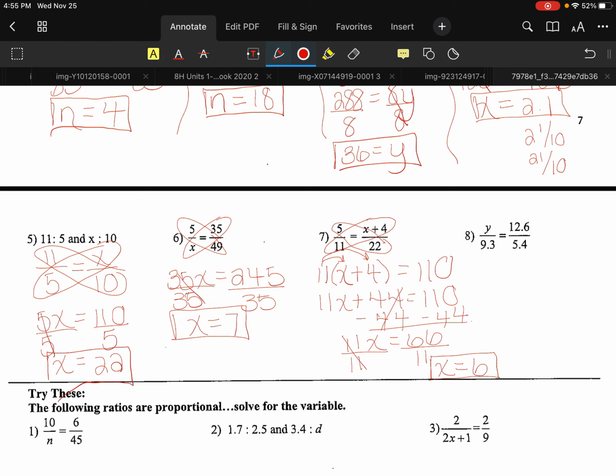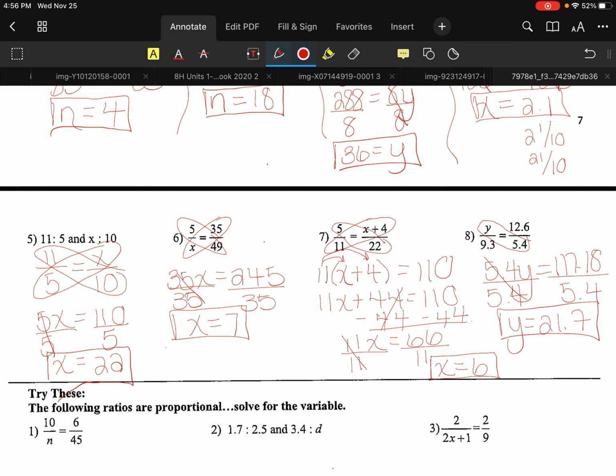And then number 8 is what we've been doing, nothing special, just with decimals. So 5.4 times y is 5.4y. 9.3, so hopefully you're using a calculator, not just copying, times 12.6 is 117.18. I now divide both sides by 5.4. So now 117.18 divided by 5.4. y would have to be 21.7 in order for these ratios to be equal.